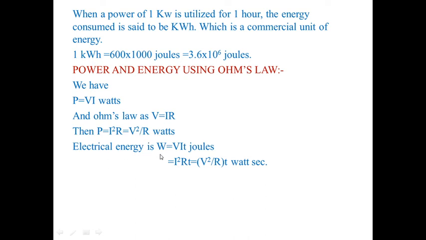So electrical energy W is equal to V I into T joules. Since power equals V I equals I square into R, energy is I square R into T, or V square divided by R into T watt seconds. So these are the different equations which you can use for solving problems or finding the value of power and energy: V into I into T, I square R into T, and V square by R into T, all those equations.